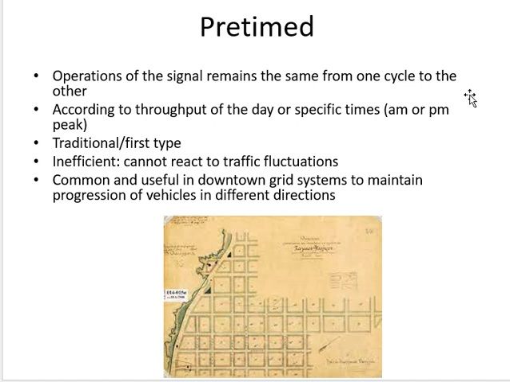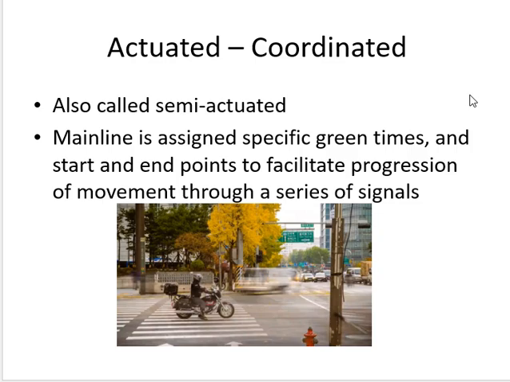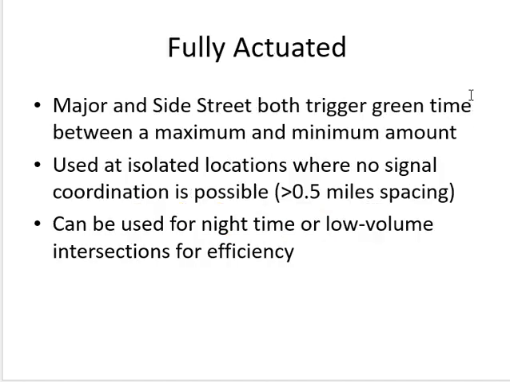Signal can be operated in pre-timed mode, meaning the timing of the signal is fixed. It does not change according to real-time traffic conditions. And then we have semi-actuated, coordinated, in which the sensors are put on the minor road. Okay, and the concept is that on the major road, the traffic should continue with minimum number of stops.